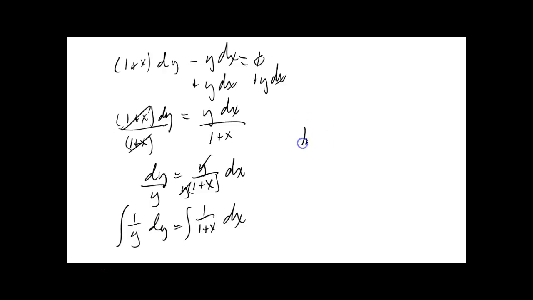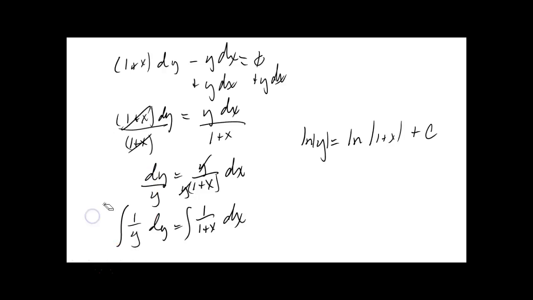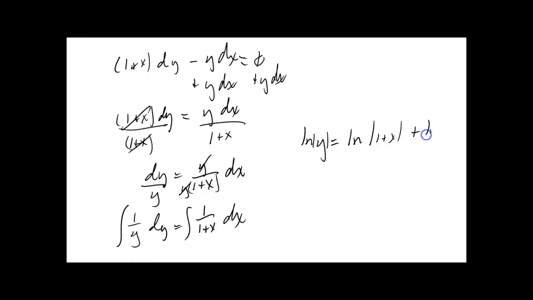ln y equal to ln 1 plus x. And by the way, you probably should put your absolute values in there. And then what? Plus c. But you know what? Since everything else has an ln in it, and you don't have to do this, I'm just going to suggest to you, let's make that a ln of c. Isn't that a constant too?